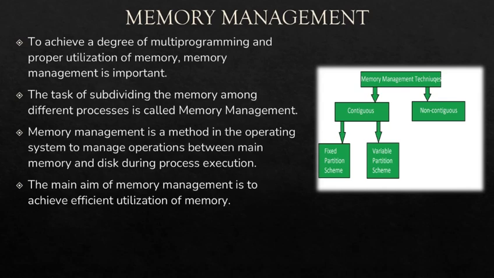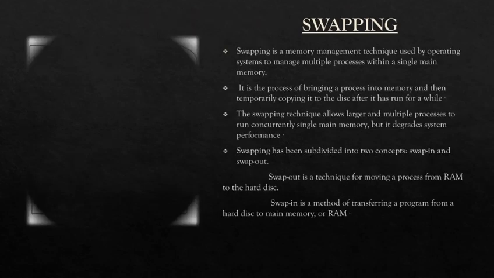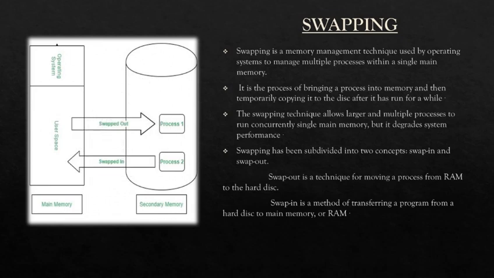When RAM is insufficient, as we said earlier, the OS swaps the data between the RAM and the storage. So swapping is a memory management technique used by the OS to manage multiple processes within a single main memory. It's the process of bringing a process into the memory and then temporarily copying it to the disk after it has run for a while. This swapping technique allows larger or multiple processes to run concurrently, but it degrades system performance.